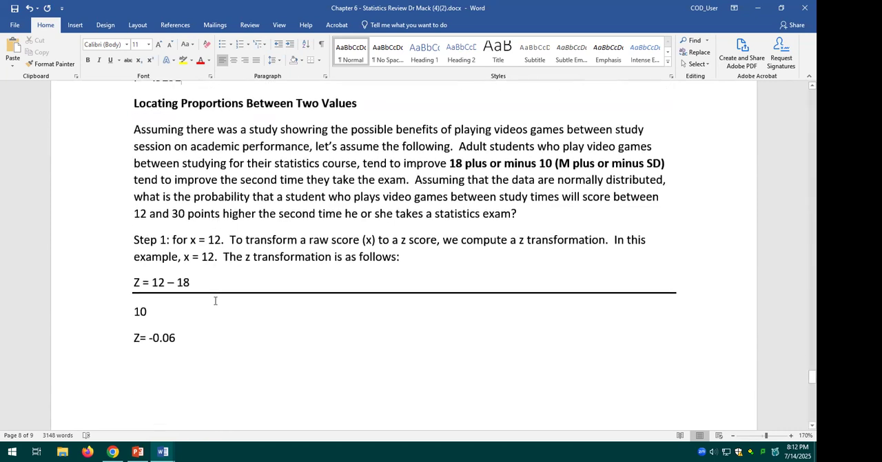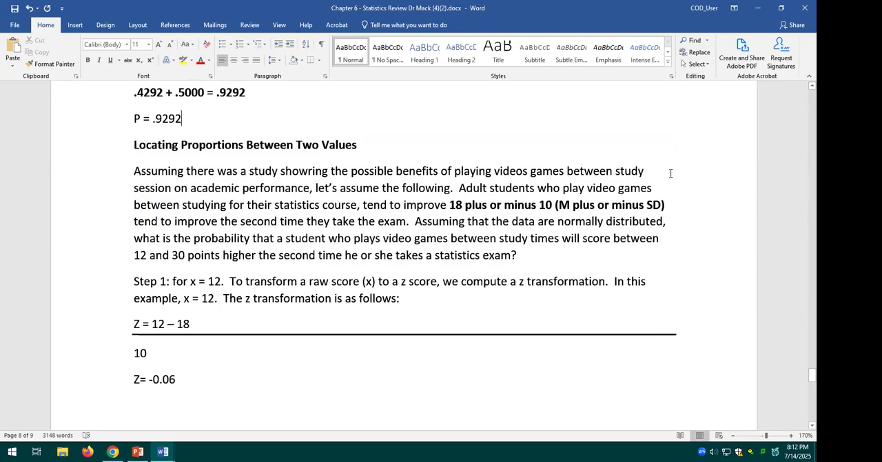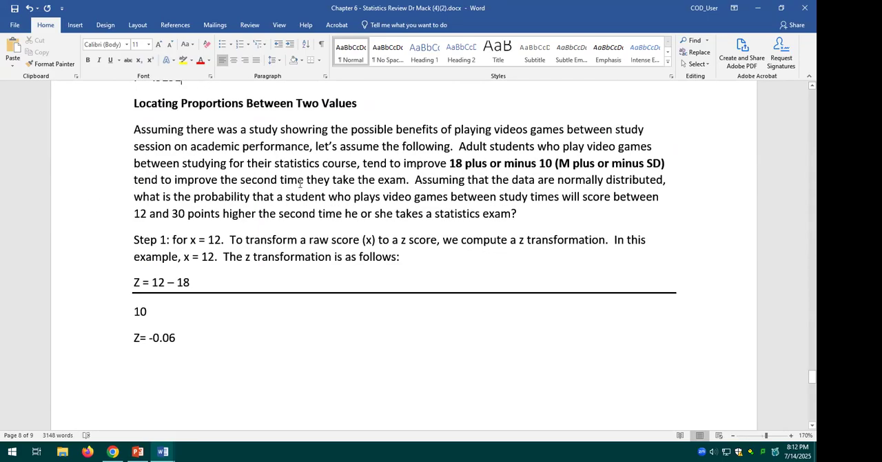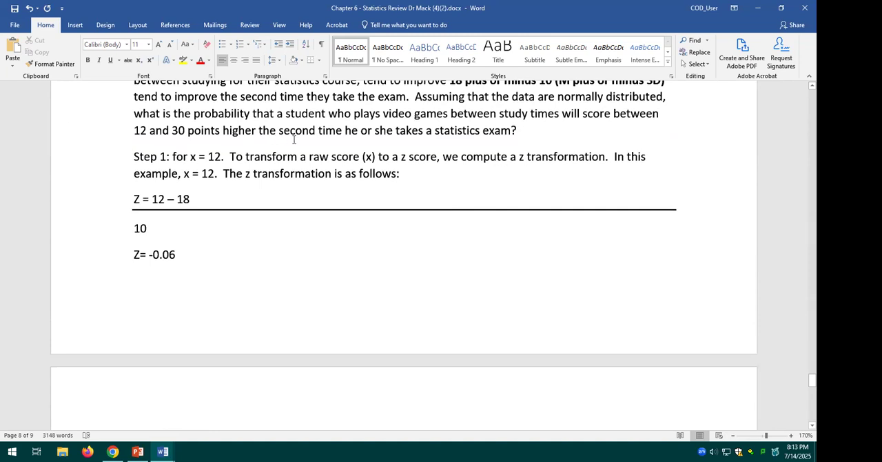Okay. Locating proportions between two values. Assume there was a study showing the possible benefits of playing video games between study sessions on academic performance, let's say in a stats course. Let's assume the following. Adult students who play video games between studying for their statistics course tend to improve 18 plus or minus 10, mean plus or minus standard deviation, the second time they take the exam. Assuming the data are normally distributed, what is the probability that a student who plays video games between study times will score between 12 and 30 points higher the second time he or she takes the stats exam?